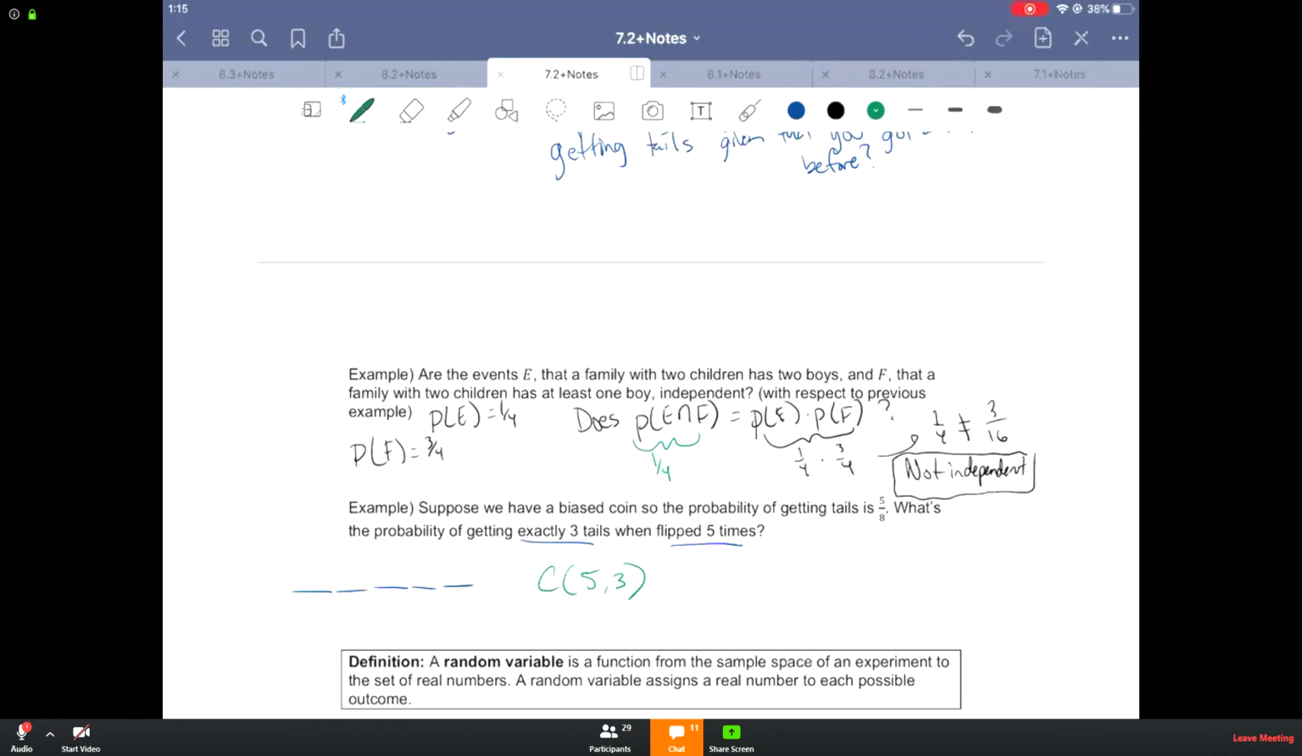Now invoking probability, for each one of those tails, the probability is 5/8. So you get 5/8 for one, 5/8 for another, 5/8 for a third, so that's to the third power, for the 3 tails. And then you also need the heads to happen. If 5/8 is the probability of getting tails, then 3/8 is the probability of getting heads, and you have 2 of those, so squared.